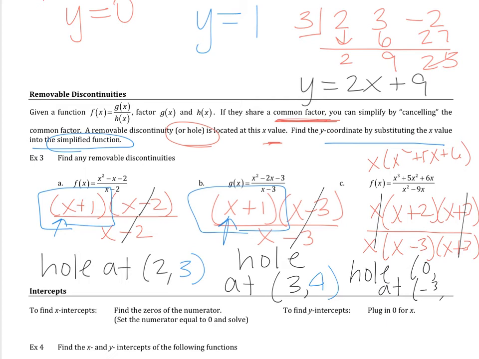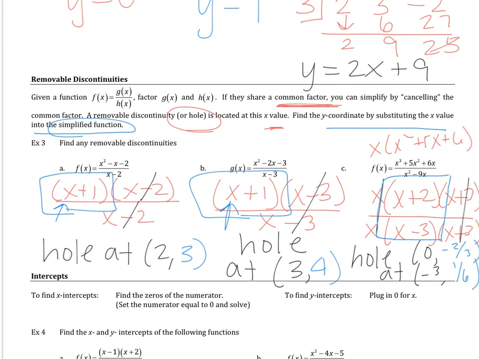So when I plug 0 in to what's left, right, so once I cross those out, I'm left with x plus 2 over x minus 3. So if I plug 0 in, I have 2 over negative 3. So it's 0, negative 2 thirds. And when I plug negative 3 in, I have negative 3 plus 2, which is negative 1, over negative 3 minus 3, negative 6. So negative 1 over negative 6 is a positive 1/6. So those would be my two holes for part C.